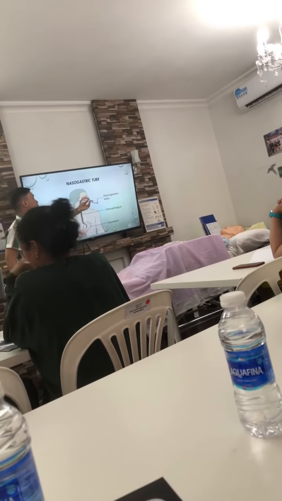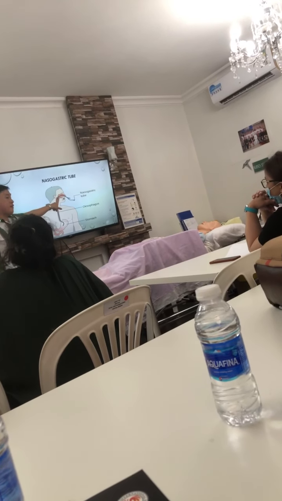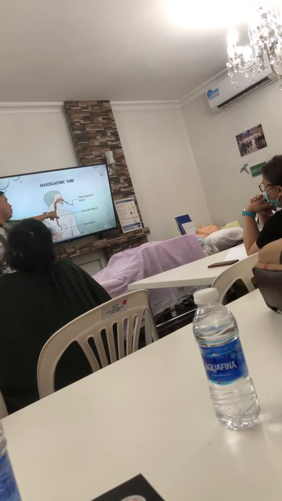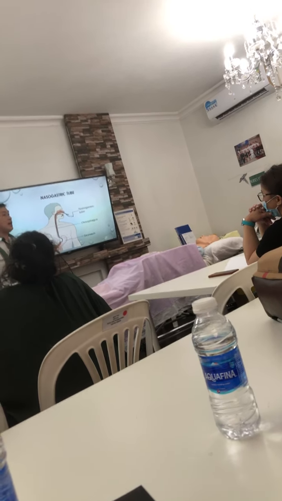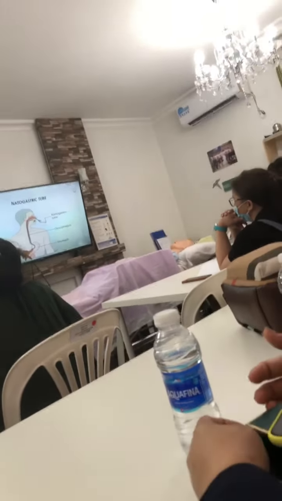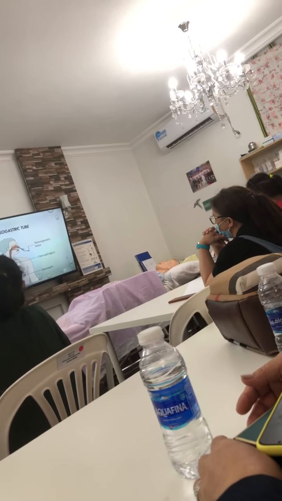Later on. This is a nasogastric tube. This is a tube that is being inserted through your nasal cavity, down to your pharynx, your nasopharynx, your oropharynx, your laryngopharynx, passes through your esophagus and is directed into the stomach. That's why it is called the nasogastric tube, up to your stomach.